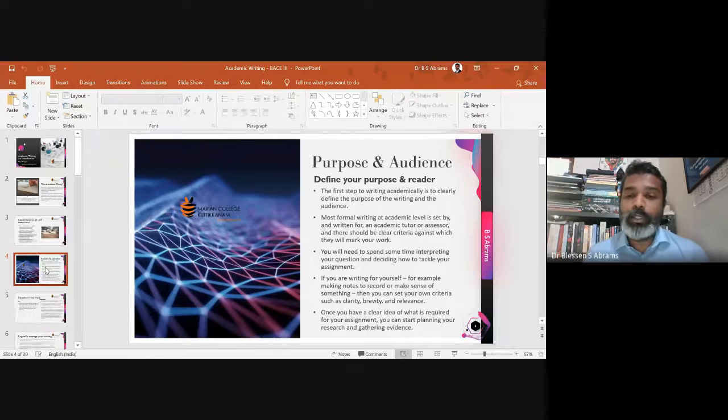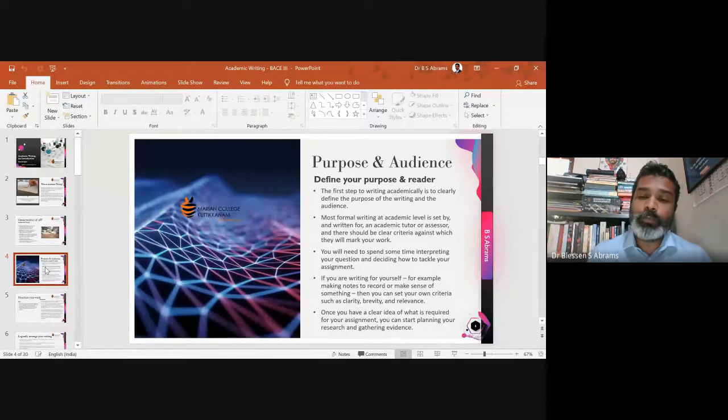So you'll need to spend some time interpreting your question and deciding how to tackle your assignment. Whatever assignment or question or problem is in front of you, you will have to find some time to interpret it to yourself and decide what you're going to write and what you're going to focus on. So plan your writing. You will need some time to interpret the question, interpret your understanding as well, and decide how to tackle your assignment. That's the first important thing.